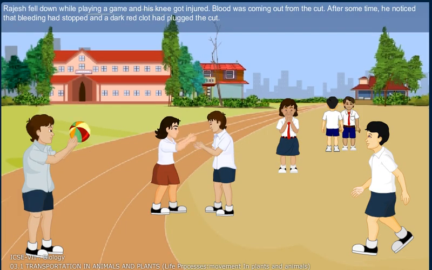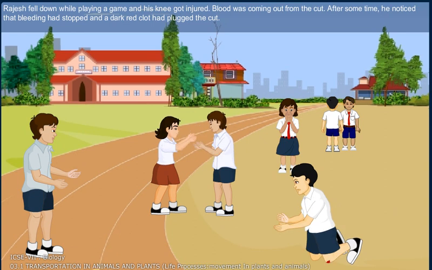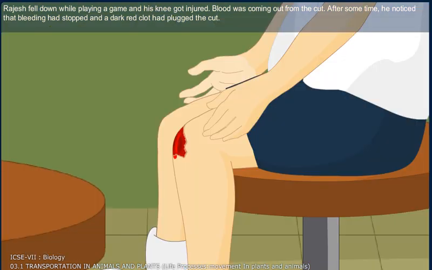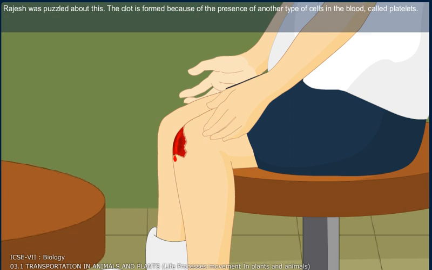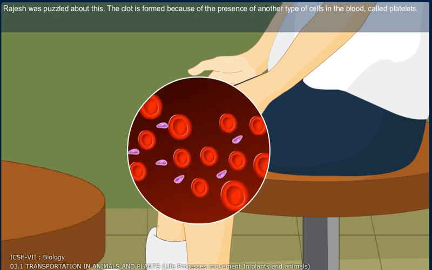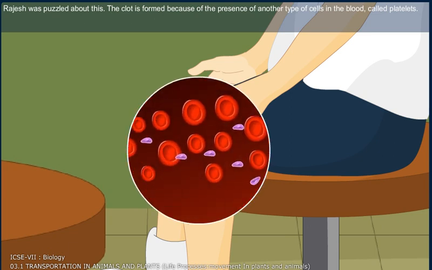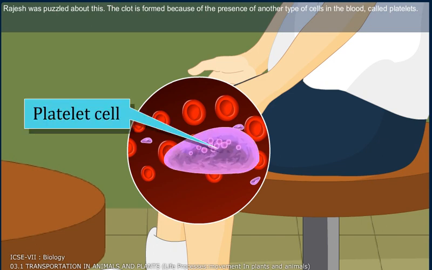Rajesh fell down while playing a game and his knee got injured. Blood was coming out from the cut. After some time, he noticed that the bleeding had stopped and a dark red clot had plugged the cut. Rajesh was puzzled about this. The clot is formed because of the presence of another type of cells in the blood called platelets.